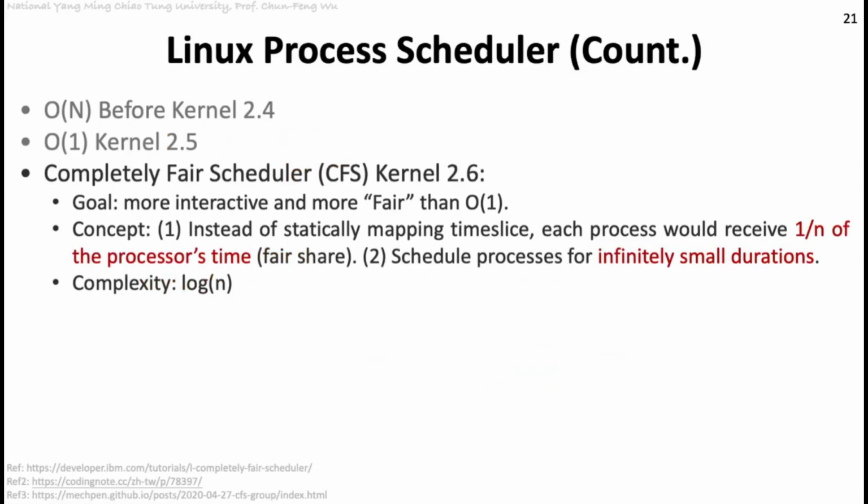I'm going to introduce another one, which started to be used beginning with kernel version 2.6. It is called the Completely Fair Scheduler. You can see that O1 is before 2.4, O1 is 2.5, and CFS is 2.6. So they are from similar times. Not really similar times, but they are close to each other.